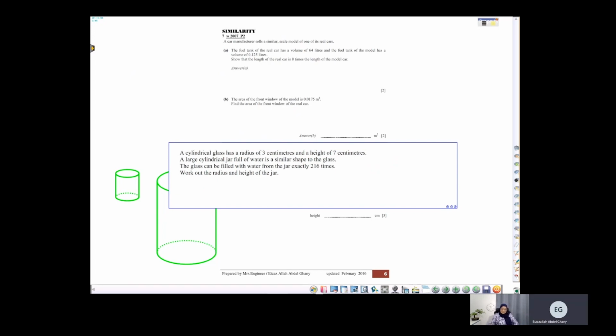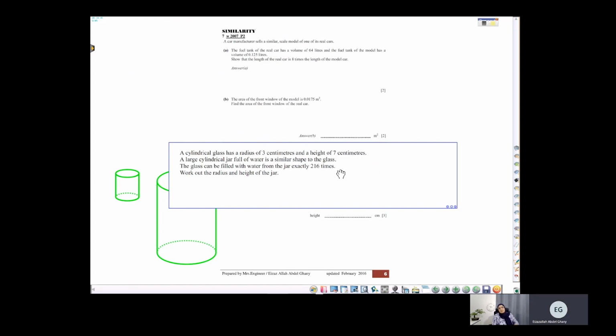A cylindrical glass has a radius of 3 centimeters and a height of 7 centimeters. So the baby one is a glass. He uses 2 expressions, glass and jar. Take care of his expressions. A larger cylindrical jar full of water is of similar shape to the glass. When he says the clue of similar, you understand that there is a scale factor, area factor, volume factor. The glass can be filled with water from the jar exactly 216 times.